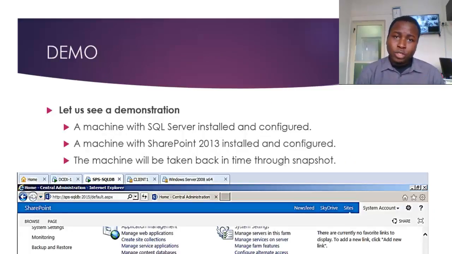In this demonstration, I already have a virtual machine that is installed with SQL Server, properly configured and functional. And then we have, on that same machine, a SharePoint 2013 farm, fully functional. But now, I'm going to take us back to the time when I had the SQL Server. I'm going to take us back to the time when I had the SharePoint farm installed. And I'll show you how to go back and forth using VMware Snapshot.